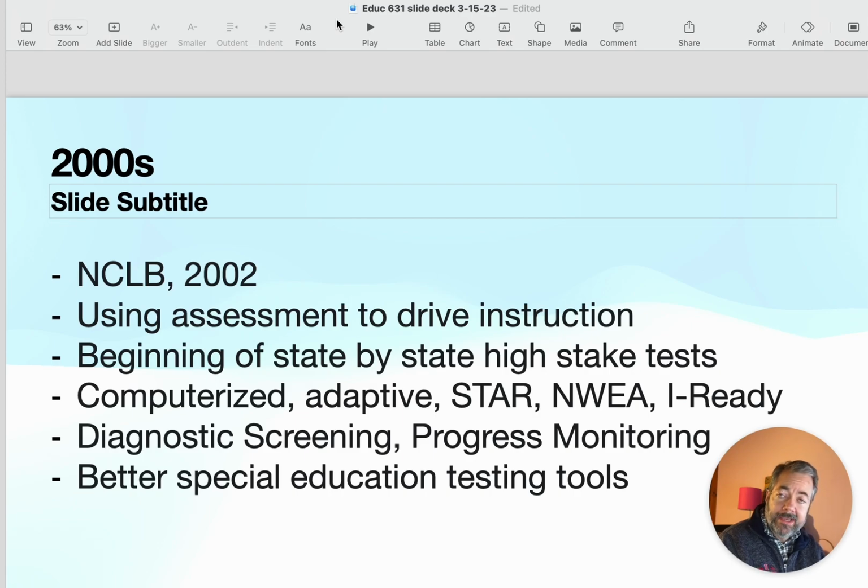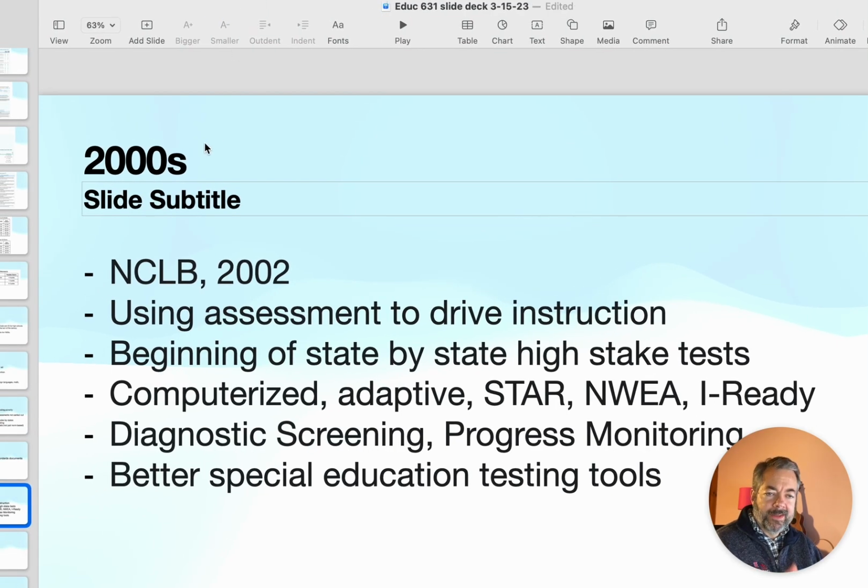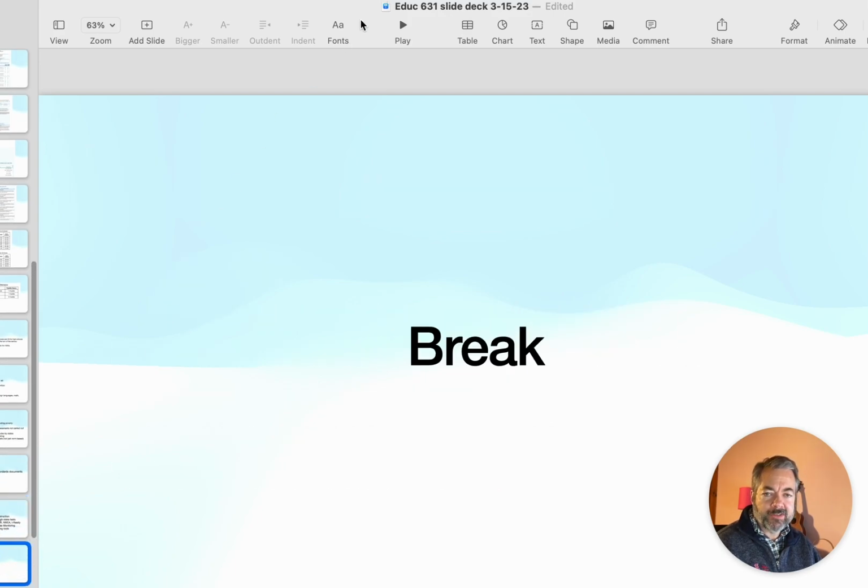Things like NWEA and STAR began slowly but surely. And then we had things like diagnostic screening, progress monitoring, and I think special ed improved their tools as well. I should mention with STAR and NWEA, the big change there, and this didn't occur until the 2010s, I think, you had adaptive testing, meaning that if you answer a question incorrectly, the next question will be simpler so that over time of the test, you develop a better chance for that.